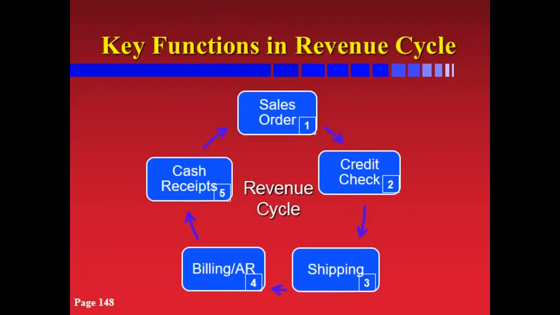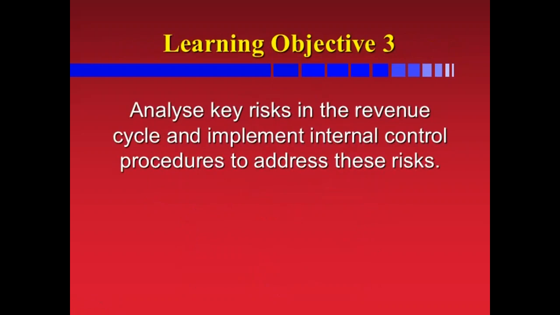Now that we've finished looking at the cash receipts function, let's try answering this question. Now that you have understood the key functions, transaction and document flows in the sales order system and cash receipts system of the revenue cycle, let's review the key risks in the revenue cycle and the important internal control procedures to be put in place to address these risks.